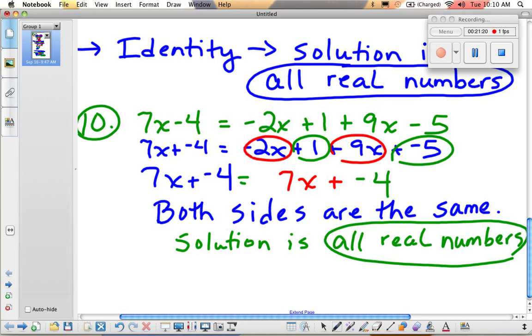Let's try a couple. Let's use, I like the number 2. It's pretty easy to work with, right? Let's use 2. 7 times 2 is? 14. 14 take away 4 is? 10. Keep that thought, right?